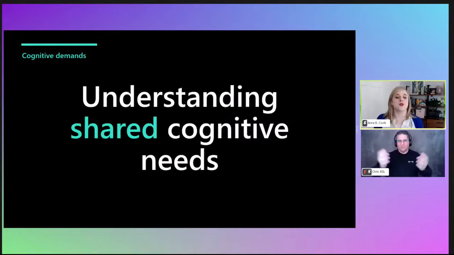However, understanding what these cognitive needs are and truly feeling their impact can be a little different. So I'd like to take a few minutes with you all to think about cognitive inclusion in our lives when it comes to the cognitive demand of focus.